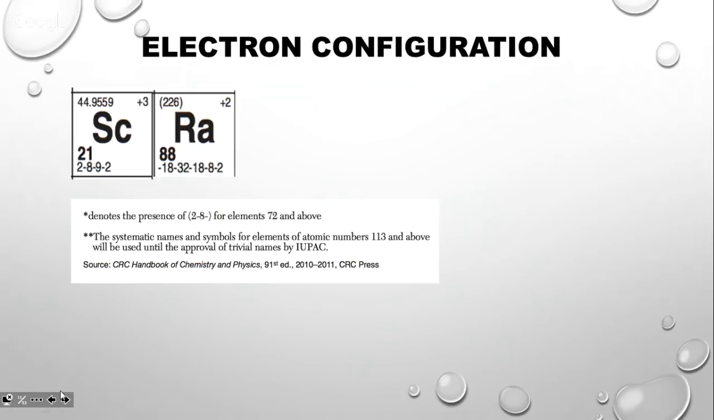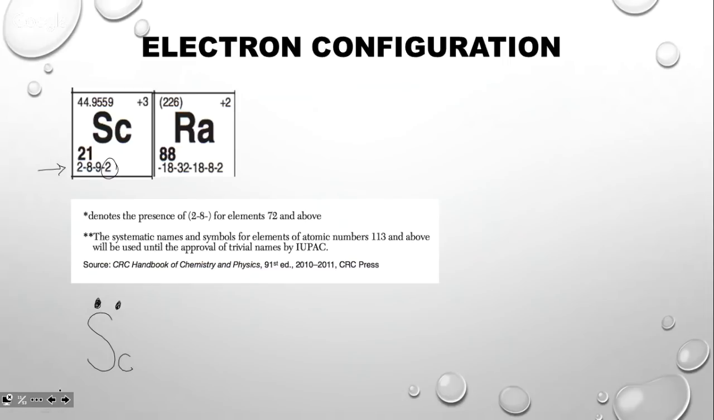We also talk about electron configuration. Electron configuration is found on the periodic table underneath the element symbol. These are just pieces of the periodic table that you will get on the day of the Regents. For example, 2-8-9-2 for scandium means that scandium has 2 electrons in the first energy level, 8 electrons in the second energy level, 9 electrons in the third energy level, and 2 electrons in the outer shell, which is known as the valence shell. That means if we wanted to draw scandium's electron dot diagram, we would do the symbol with 2 dots.